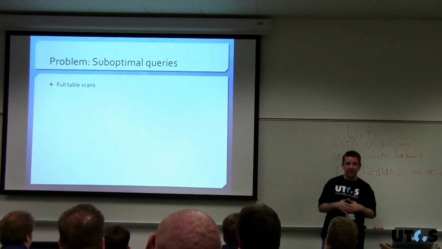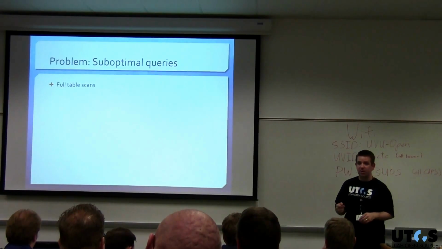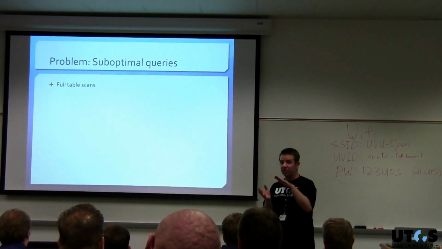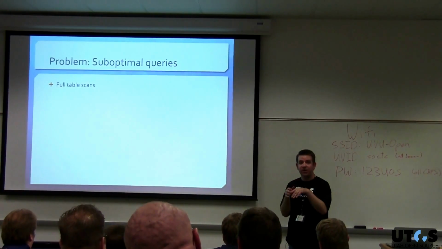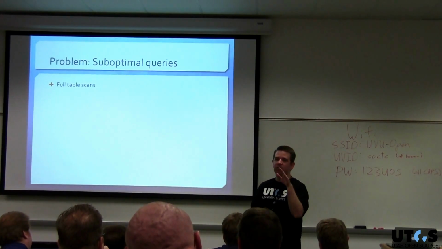So a full table scan is any time you have to read the whole table. If it's a short table, maybe that's not such a big problem. But if it's a larger table, the problem is when you're not asking for the whole table. Sometimes you just want everything out of the whole table for some reason.